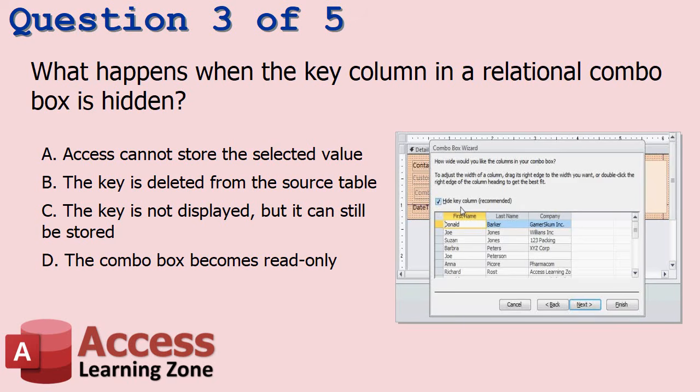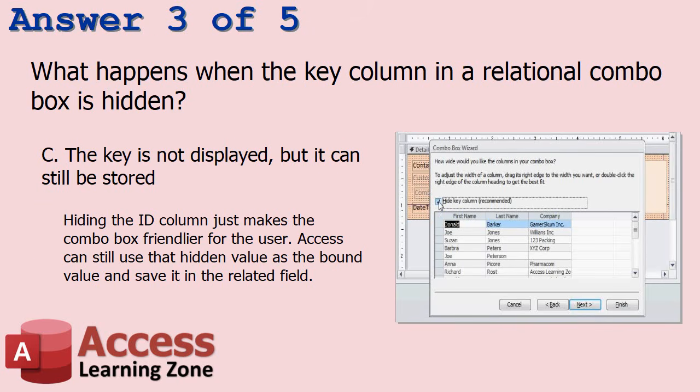Question 3. What happens when the key column in a related combo box is hidden? Access cannot store the selected value. The key is deleted from the source table. The key is not displayed, but it can still be stored, or the combo box becomes read-only. That is C. The key is not displayed, but it can still be stored, and the next column is the displayed column.